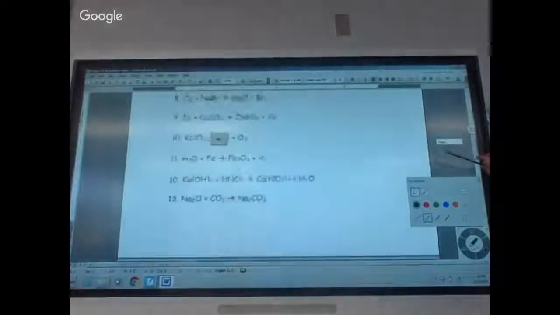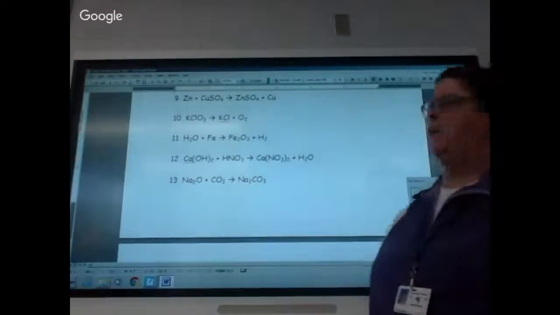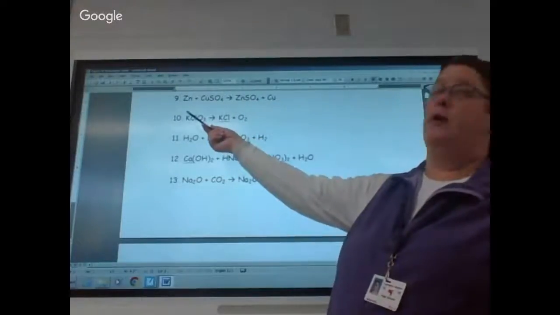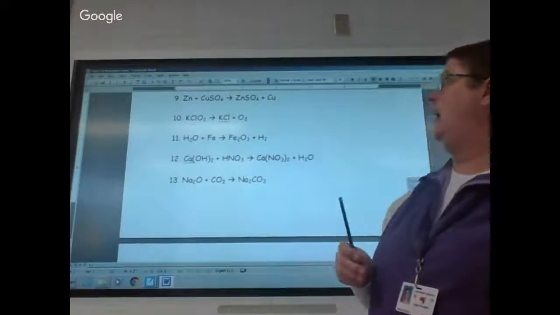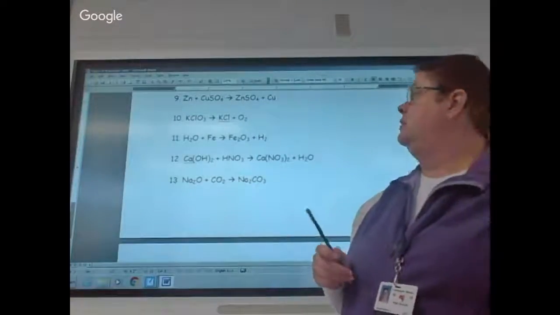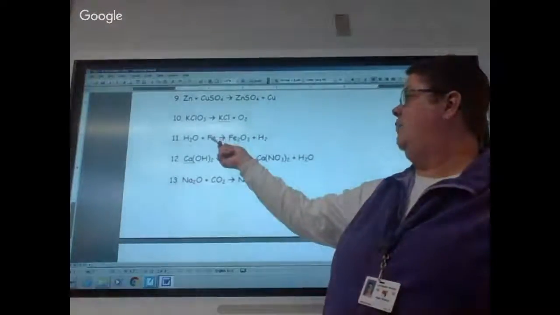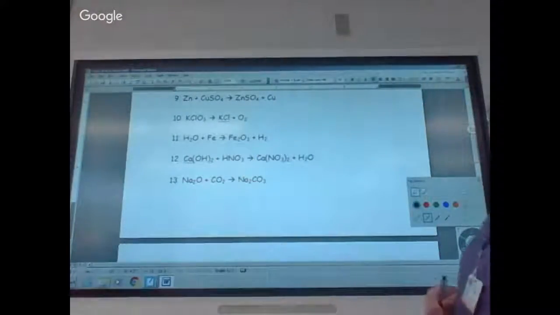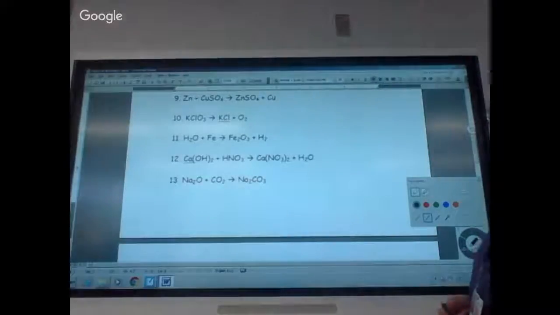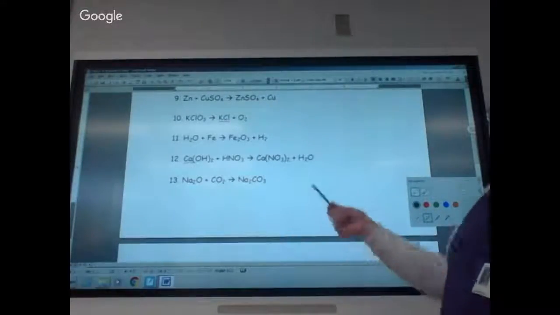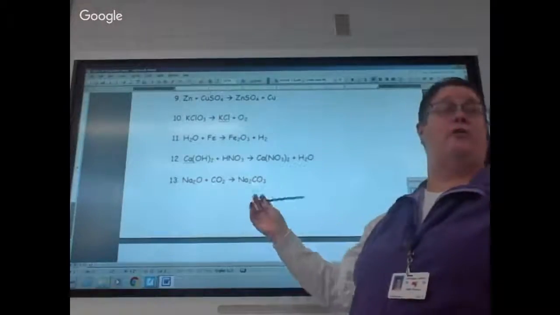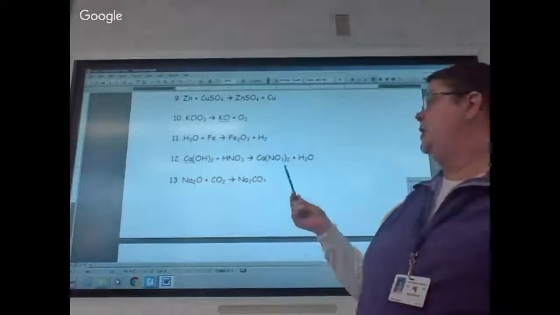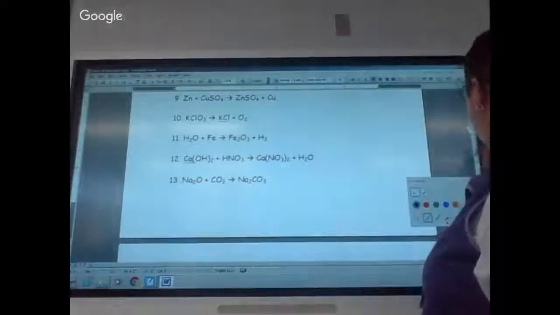All right, number 10 is decomposition. You have a plus sign and only one, and that side has a compound breaking apart, so it's decomposition. What about 11? Single displacement. Fe is by itself. That's a single element. What about 12? Double displacement. Number 13. How many pluses do you have in 13? How many pluses are here in 13? Only one, so it's either synthesis or decomposition. Synthesis. It's forming something. It's synthesis.